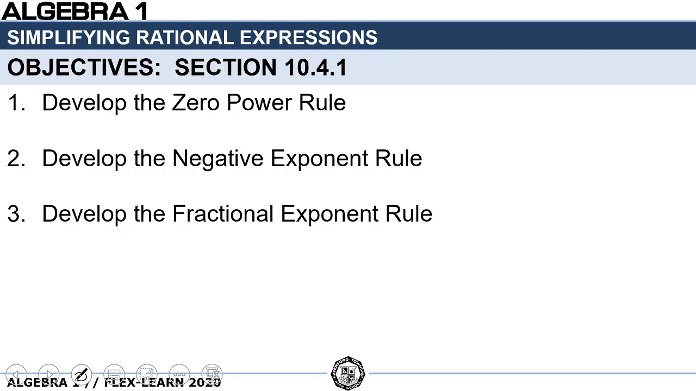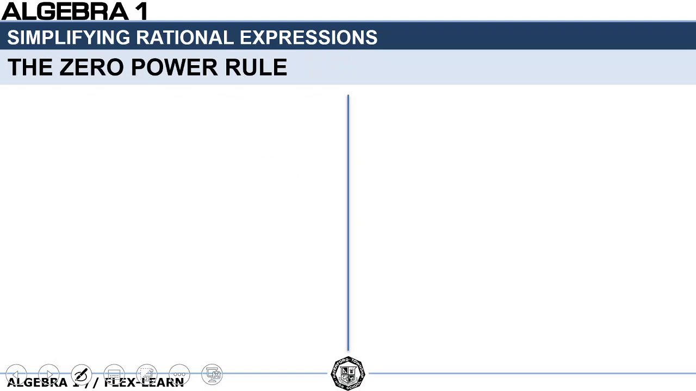We're going to talk about how to develop the negative exponent rule, and then we're going to talk about how to develop what we call the fractional exponent rule. Here we go. So the zero power rule, I'm going to show you a little pattern here and it kind of helps you figure out how the zero power rule works.